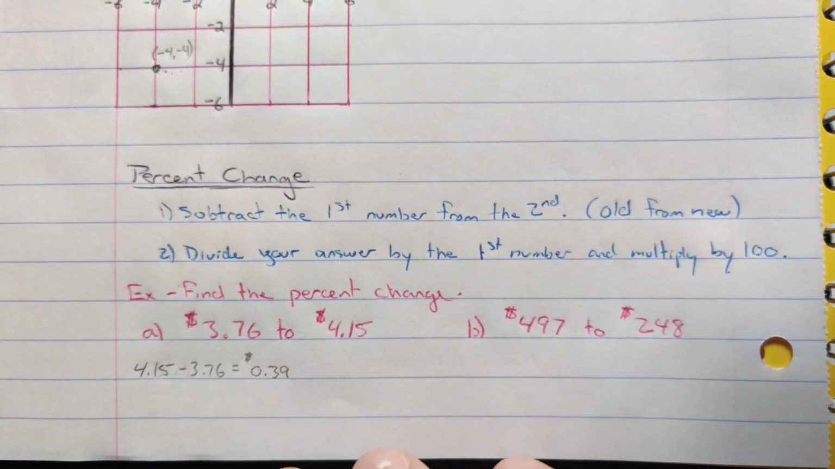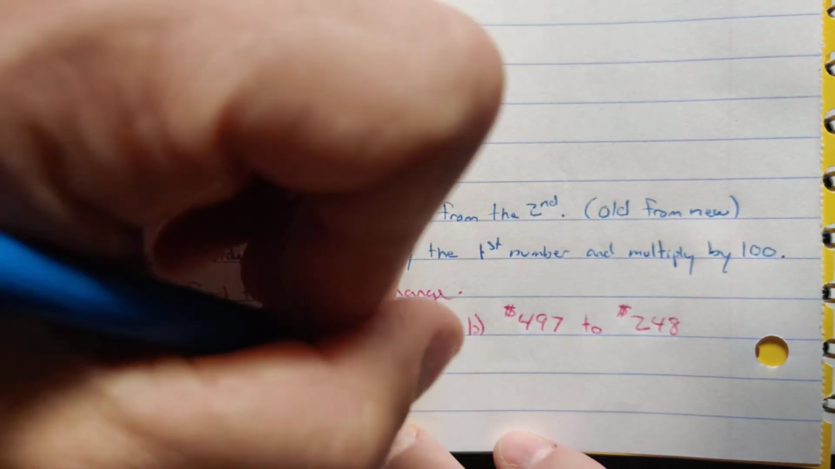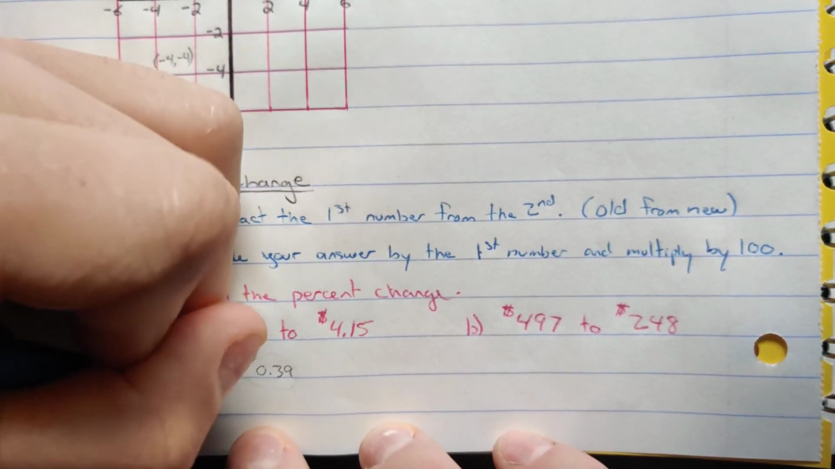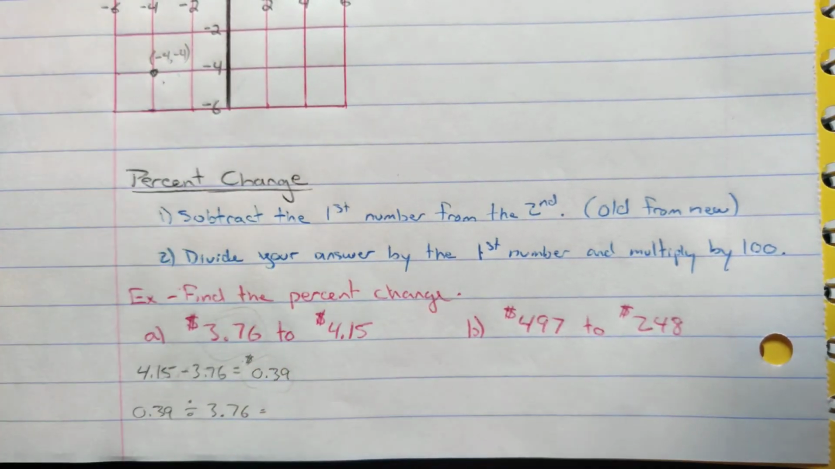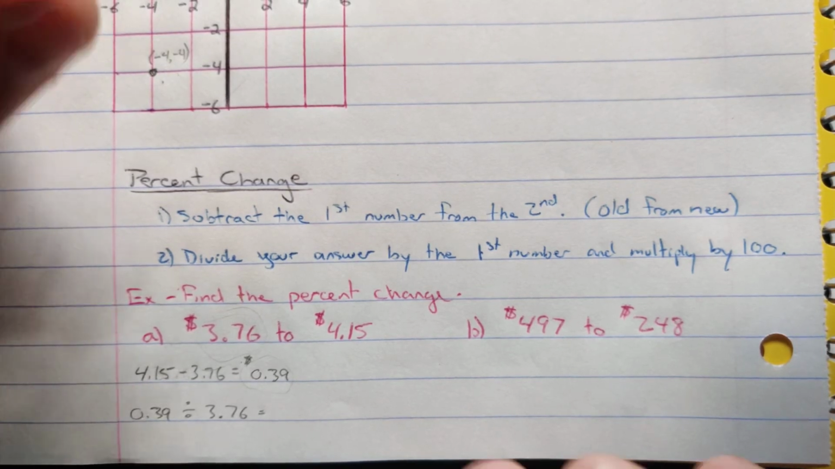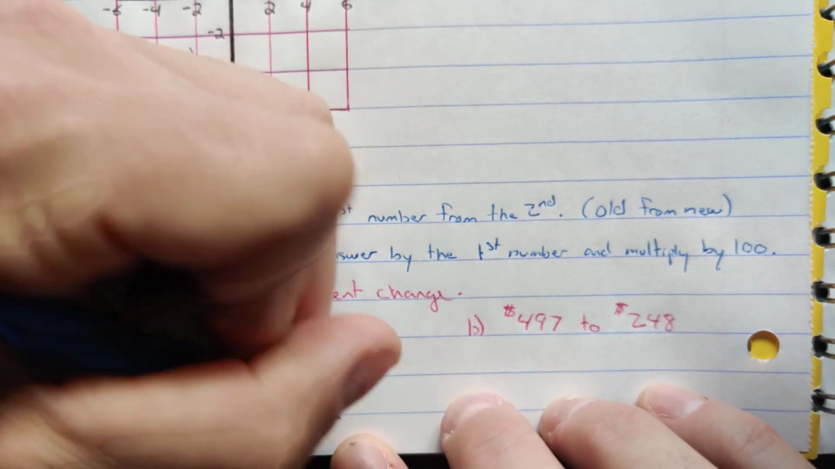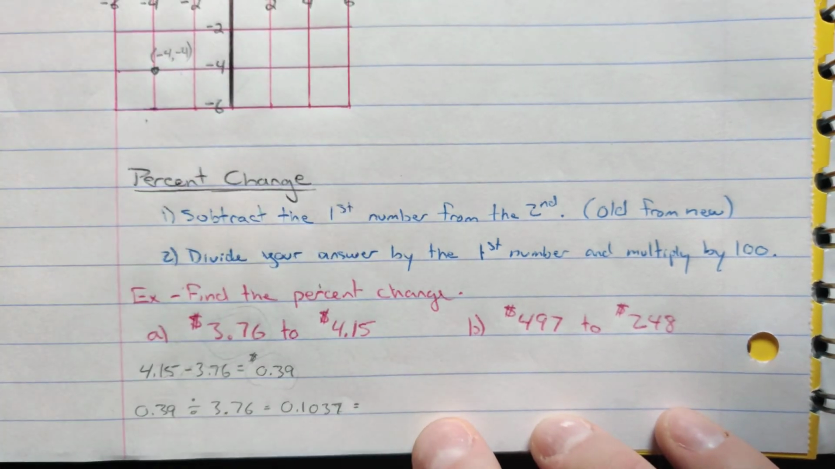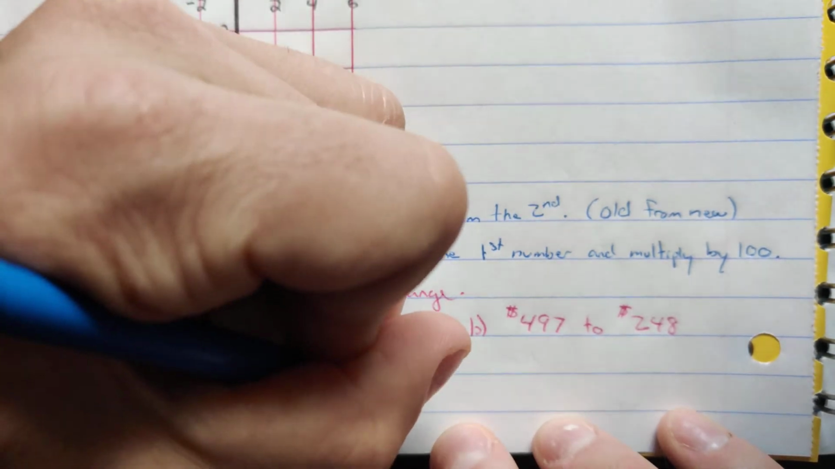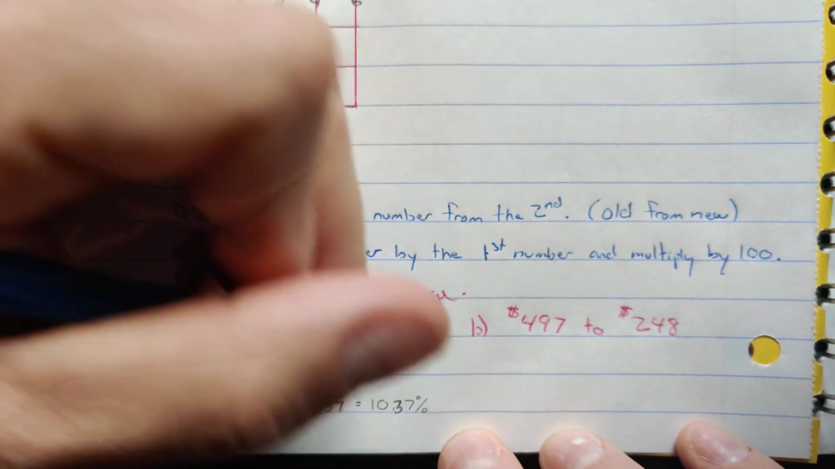And then to find the percentage, we'll take our 39 cents and divide it by the original value. So 0.39 divided by 3.76 is going to give us 0.1037. And if we convert that to a percentage, we would multiply it by 100, move the decimal place over 1, 2 here. What we'd get is 10.37%. So there's a 10.37% increase.